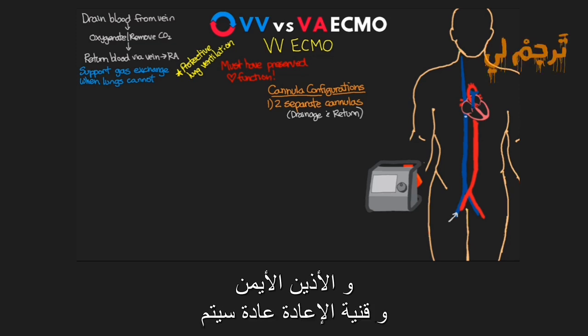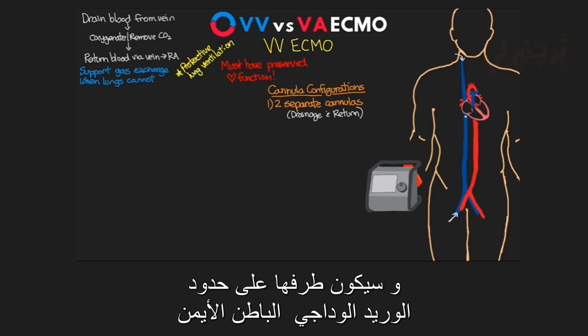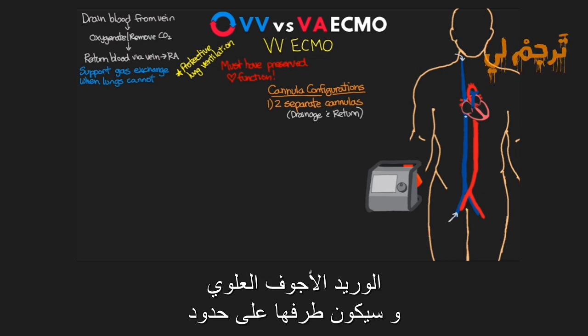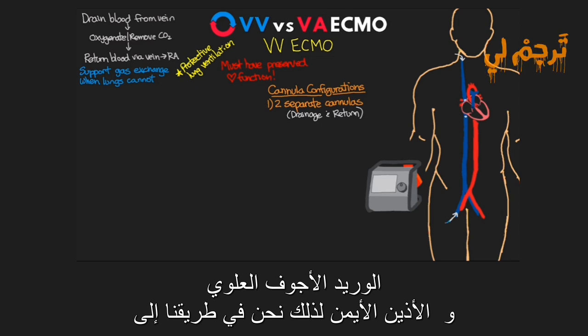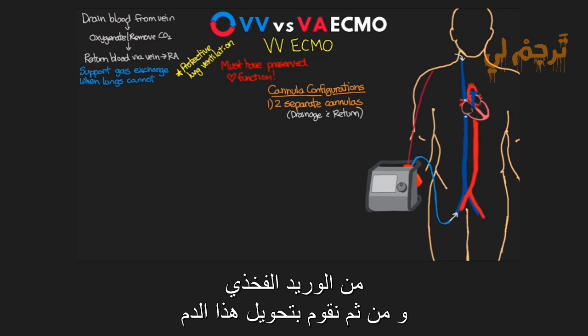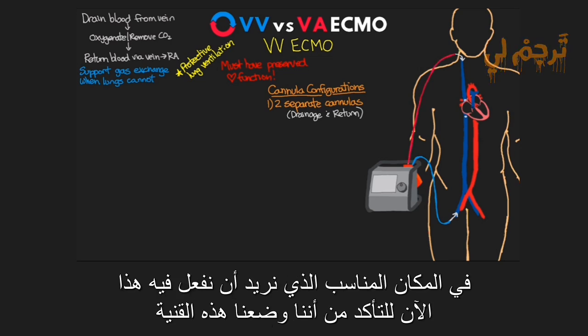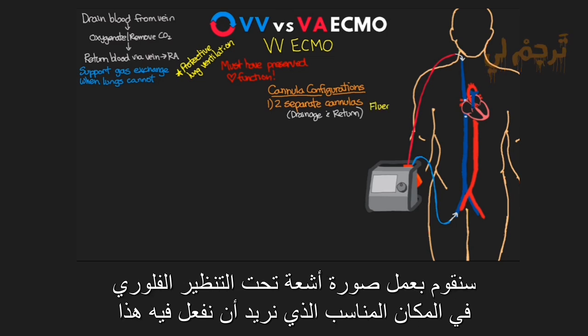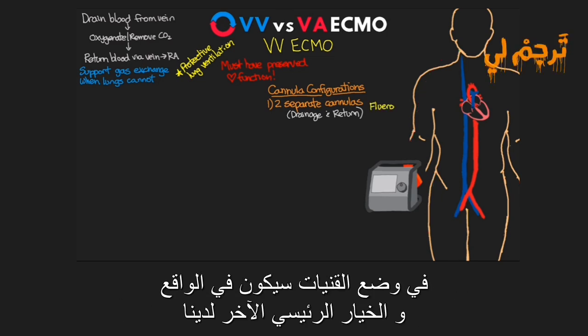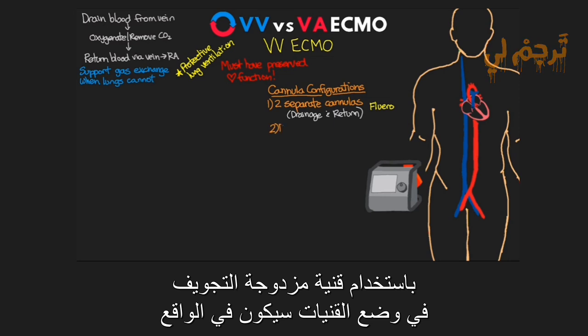Now our return cannula is usually going to be placed in the right internal jugular vein, and this one we're going to have with the tip at the border of the superior vena cava and the right atrium. So we're going to be draining blood from the patient's femoral vein, and then returning that blood up through the internal jugular. Now, to ensure we have these cannulas in the right place, we want to be doing this under fluoroscopy.